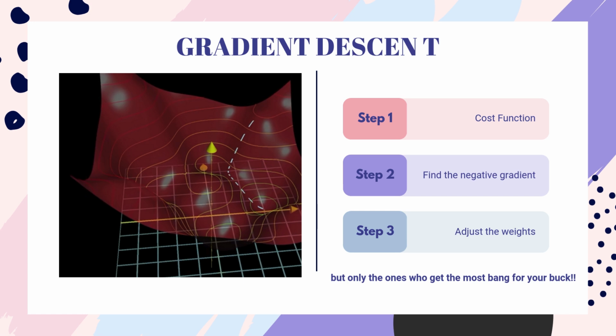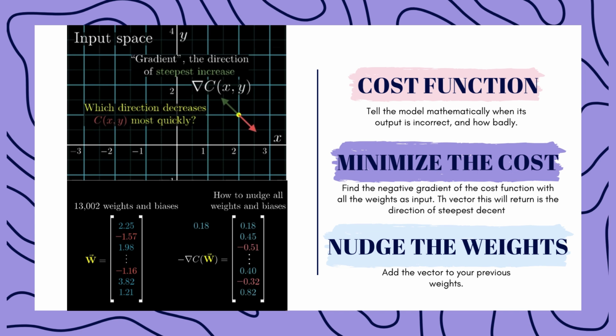However, you only want to add the ones that get the most bang for your buck. So, for example, over here, you'll see values that are like 0.01 or 0.04. These values are less significant, or they influence the outcome of your model less so than numbers with a big cost function.